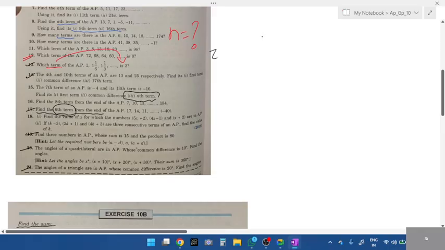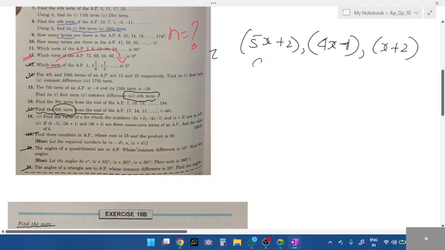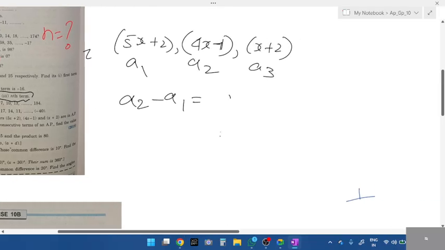Find the value of x for which three values are in AP. What are the three values in AP, students? These are the three values, right? How do you solve this question if they're in AP? What's the formula? Take these as A1, A2, and A3. A2 minus A1 is equal to, take the next one, A3 minus A2.